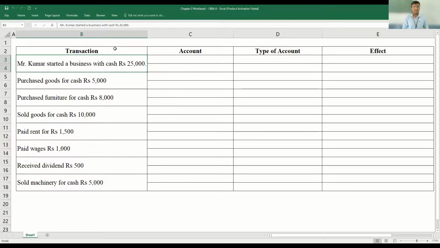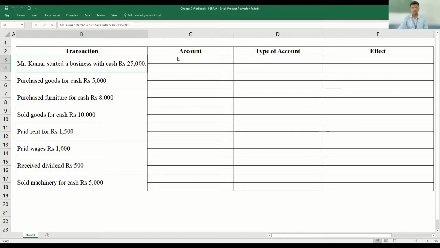Now let us look at the first transaction. The first transaction tells us Mr. Kumar started a business with cash rupees 25,000. Mr. Kumar, he's starting a business and he's brought in money of 25,000. The 2 accounts which are involved here are capital account and cash account. We know that whenever the owner brings in money to start a business, that is referred to as capital.